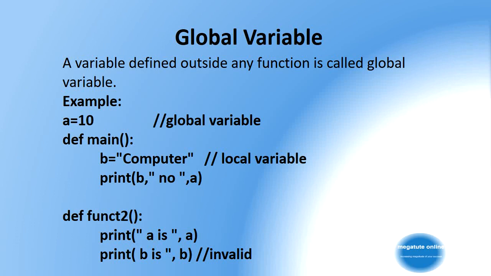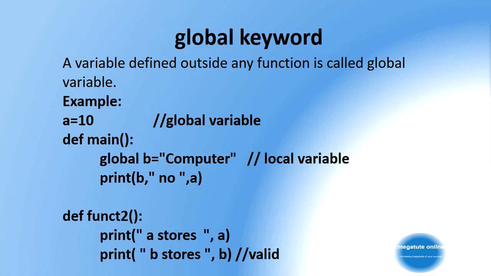Now how do we sort out this issue? We can solve this by using the keyword global. So I can declare a variable global by putting the keyword global in front of it. But what I need to do is do this in two lines. In one line I have to say global b, and in the other line I have to say b equals "computer", when we do it practically. So in a simple way, if you put the keyword global in front of any variable, that becomes global.